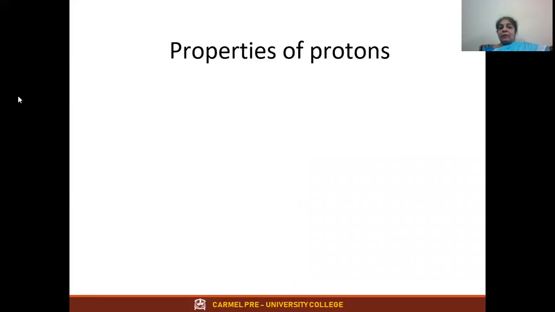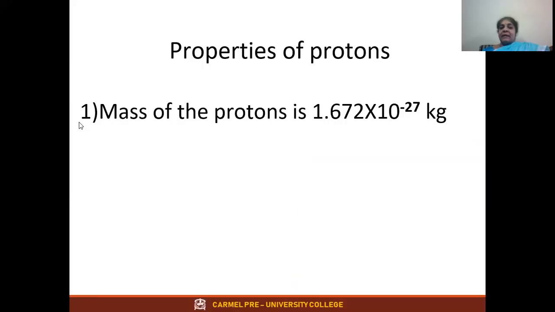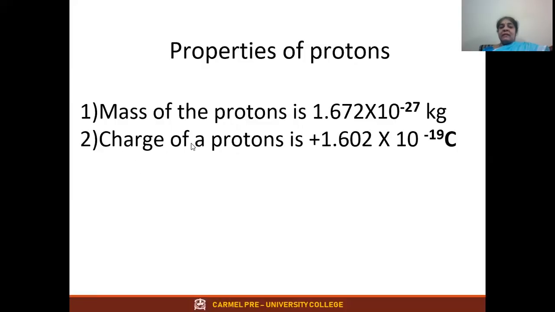Then what are protons? The particles which are present in anode rays are called protons. So what are the properties of protons? Like we studied the properties of electrons, we need to study the properties of protons also. First property, mass of the proton: 1.672 into 10 power minus 27 kg. Charge of a proton is plus 1.602 into 10 power minus 19 coulomb.